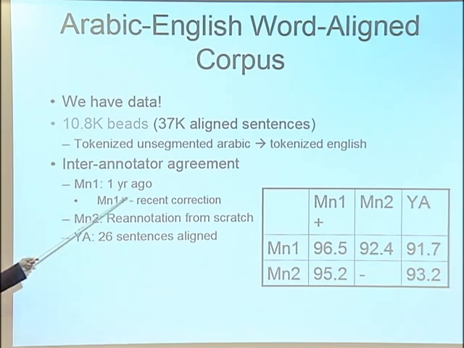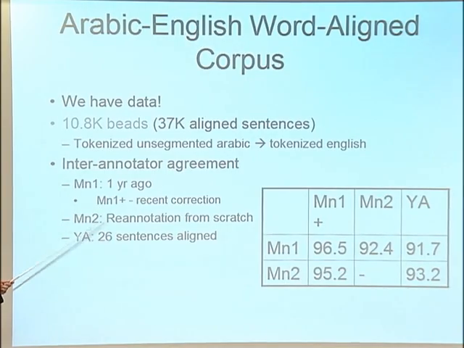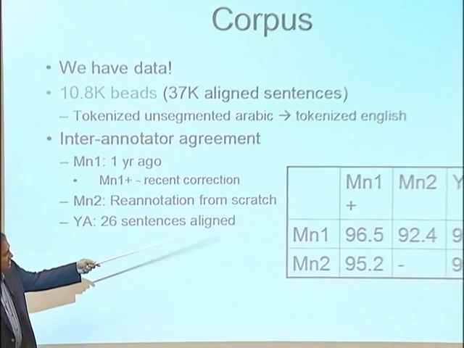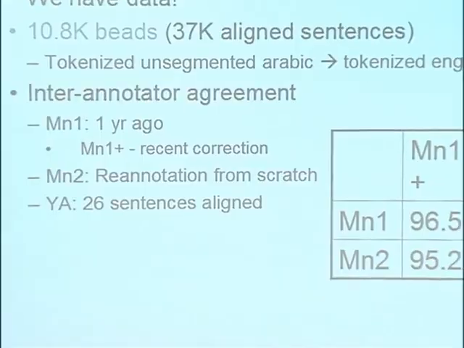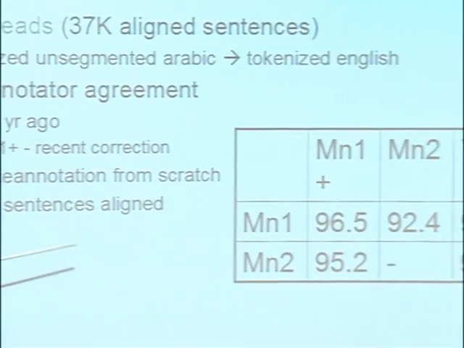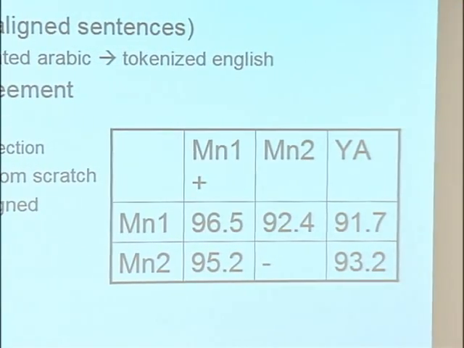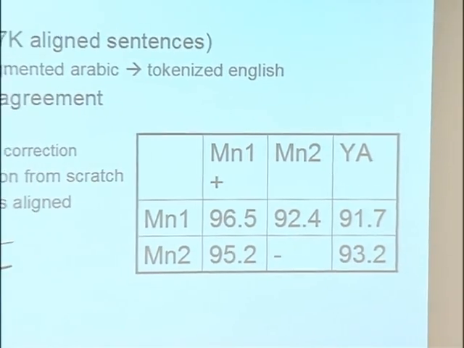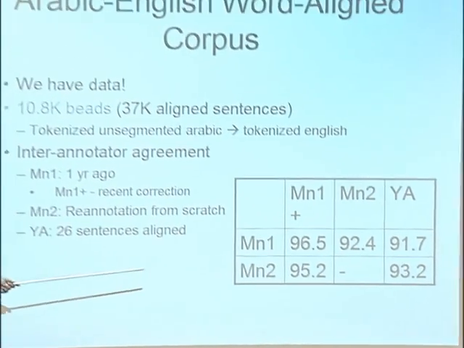Okay, so in terms of inter-annotator agreement, this was a few years back now, about 3 years back. We had this annotator MN and another annotator YA. You can see that the task is, at least intra-annotator, in the mid to upper 90s. And inter-annotator, it's in the low 90s.